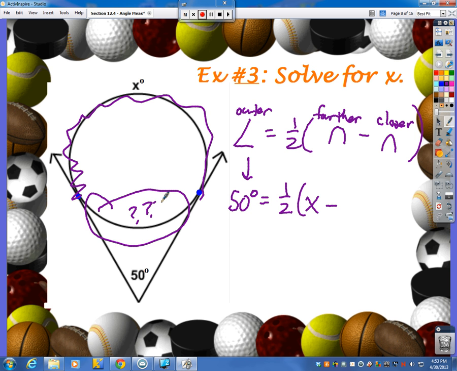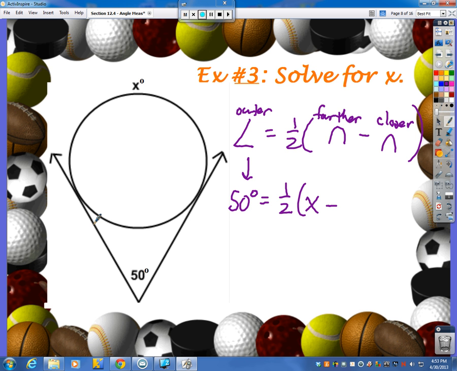And, oh man, I must have left something out because I forgot to give it a value. I didn't give it a value, so what do we do? Uh, let's call it y. Okay. 50 degrees equals 1/2 times x minus y. I've got two variables. Huh. I can't really solve that. What about we don't call it a new variable? Is there some way we could use our old variable?